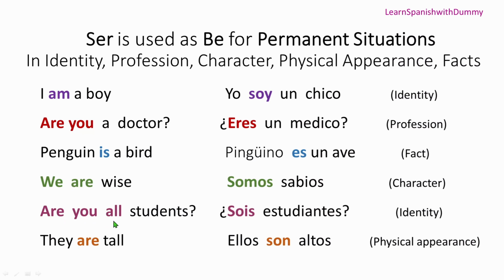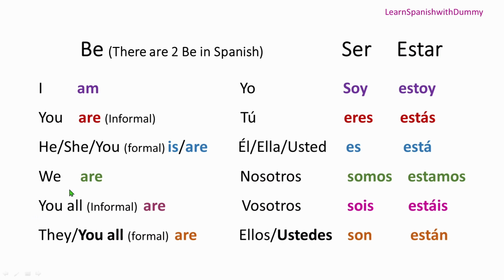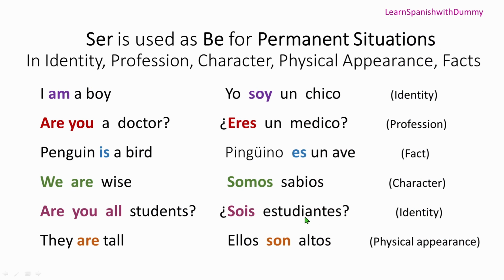Perfect. Are you all students? That's an identity. So, sois estudiantes. Again we are using the ser verb, sois, because it's kind of an identity. Sois came from here. You all, right? You all are. Vosotros sois for the ser verb. Sois means you all are. Alright, sois estudiantes. Are you students?